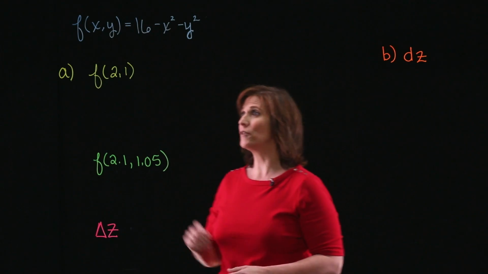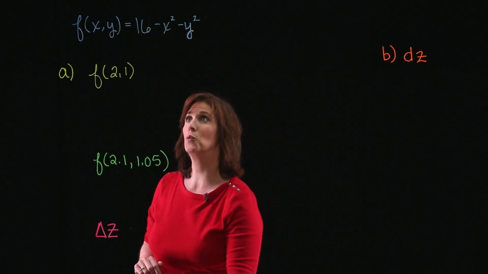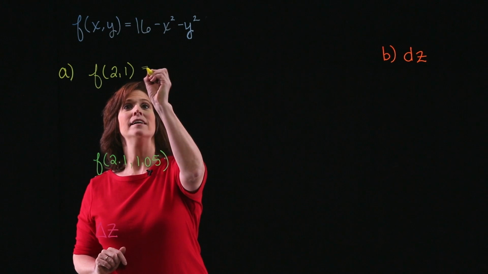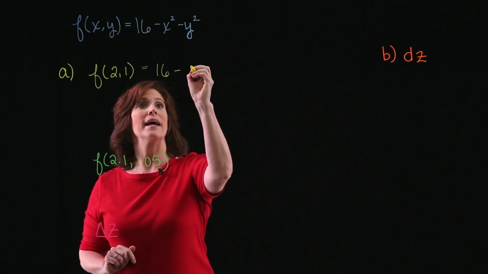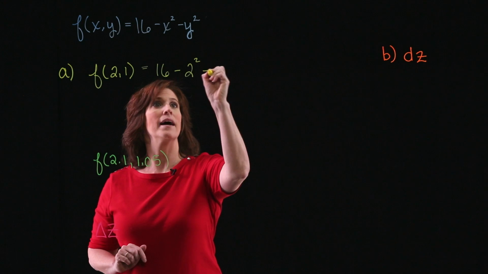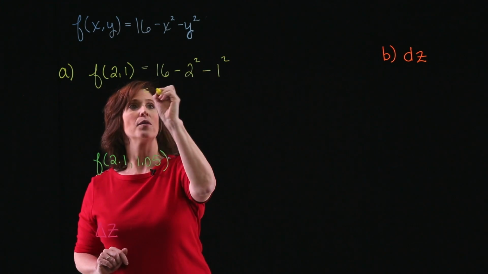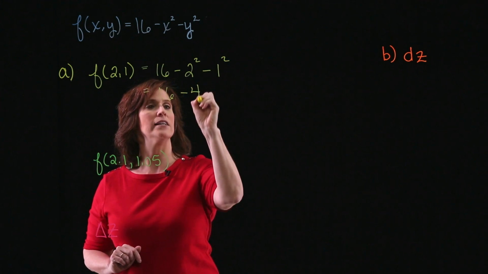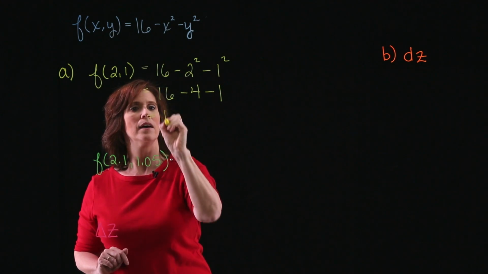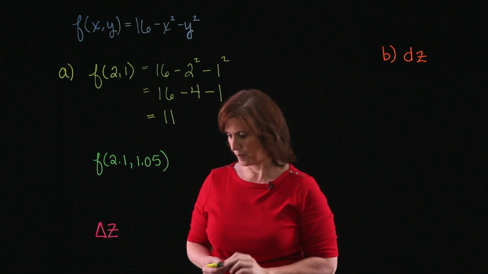Once we do that, we're going to use the total differential to approximate this change in z. All right, so let's begin, first of all, by finding f of (2, 1). So I'm going to have 16 minus 2 squared minus 1 squared. So in other words, I've got 16 minus 4 minus 1, which is 11.